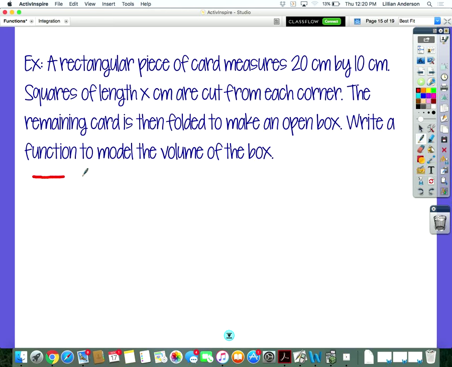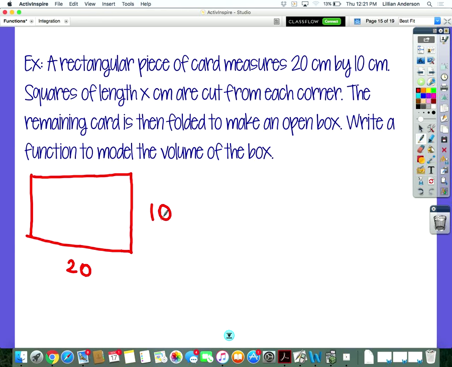So, we need a rectangular piece that is 20 centimeters by 10 centimeters. Simple enough. If you switch to 20 and 10, will it make a difference? No, because we're talking about volume here of a box. Now it says squares of length x are cut from each corner. Can everybody understand what that means? If you had a piece of cardboard yourself and you had to cut x length of squares from each corner, how would that look?